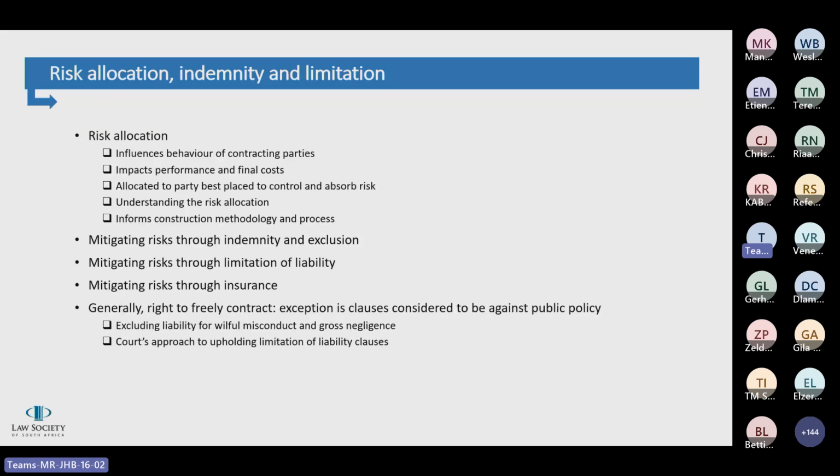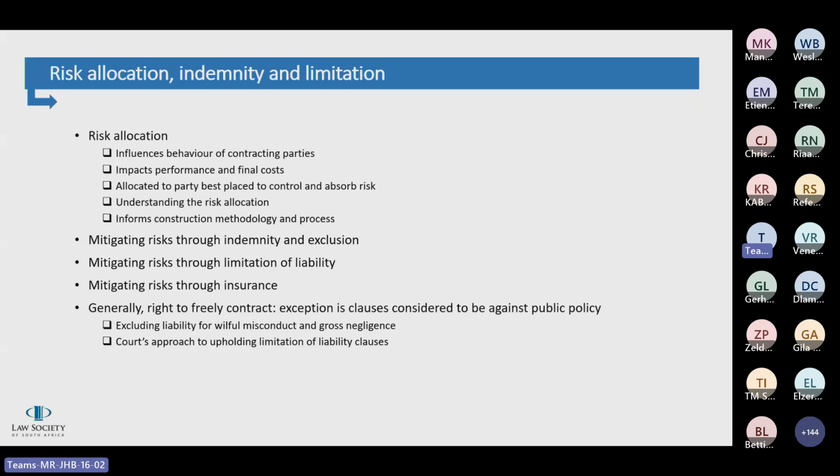All right, so when we talk about risk allocation, it's really a term used to say that it's important to understand the business of both the employer and the contractor, the goals that the employer has with the project, and the abilities of both parties. Once you understand those things, you can properly allocate the risk to a party that's best placed to control and absorb that risk.